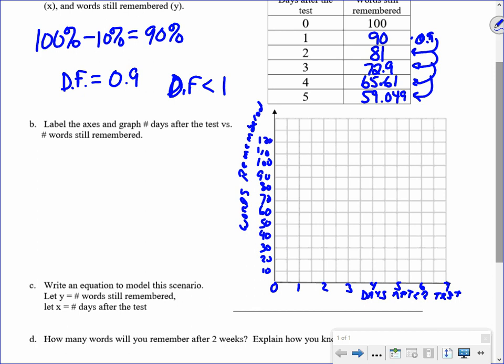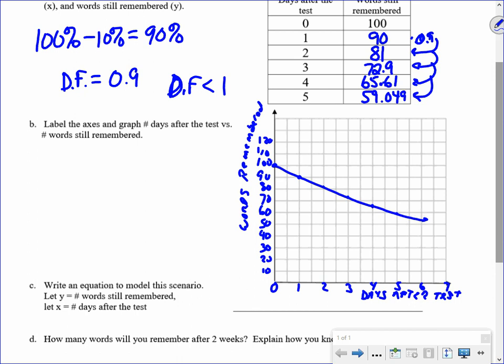All right, so we started right there. And then at 1, 90 is right there. At 2, 81 is just above 80. And then 72.9, so you can kind of see the direction this is going here, about midway here. And then at 5 was 59 points, so we'll say about right here. So you can see that it's not decreasing fast, but it's just a steady decrease. So that's what our graph looks like.